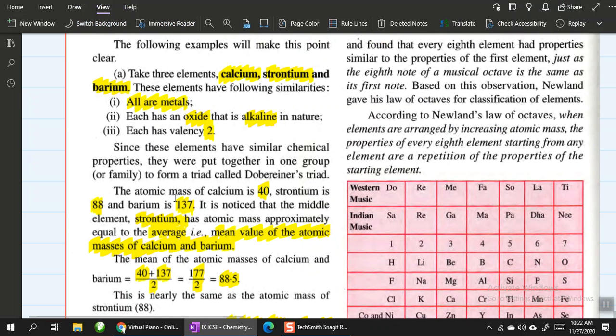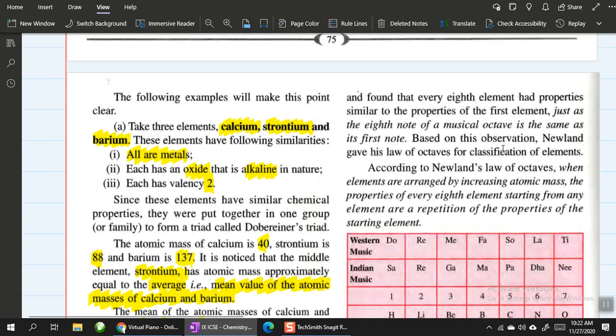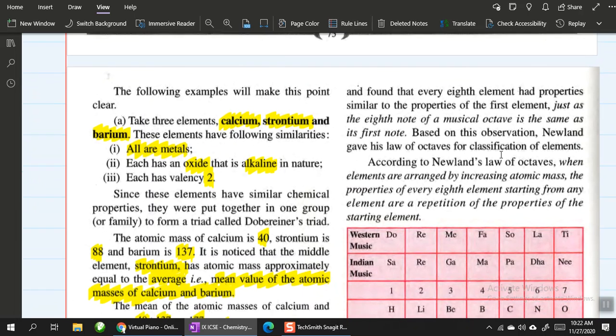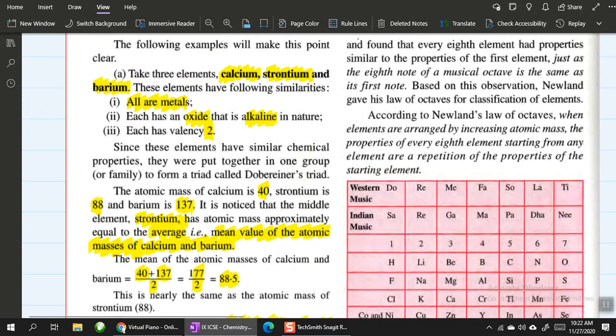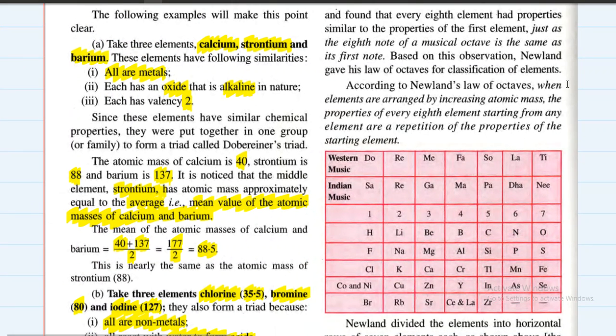वैसे ही म्यूजिक में 8th note of a musical octave is the same as the first note. बेस्ड ऑन दिस ऑब्जर्वेशन, न्यूलैंड, इसलिए उसको लवर ऑफ म्यूजिक भी बोला है, क्योंकि उसने म्यूजिक में ये प्रॉपर्टी जो देखी थी, उसने ये अप्लाई किया केमिस्ट्री में. Such a curious case. Based on this observation, Newland gave his law of octaves for classification of elements.